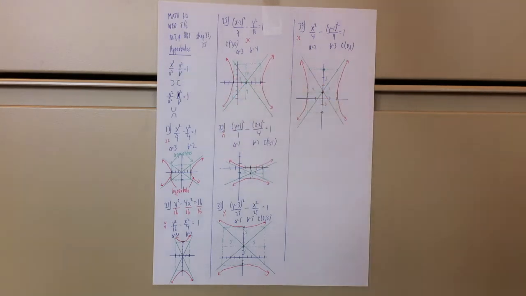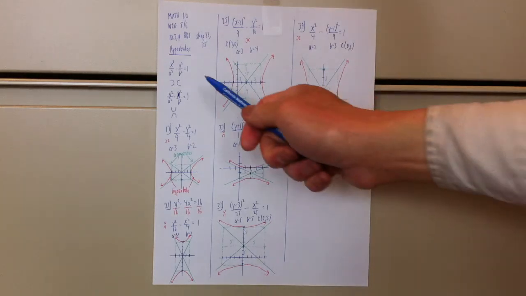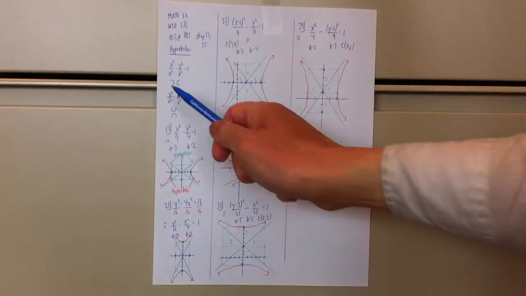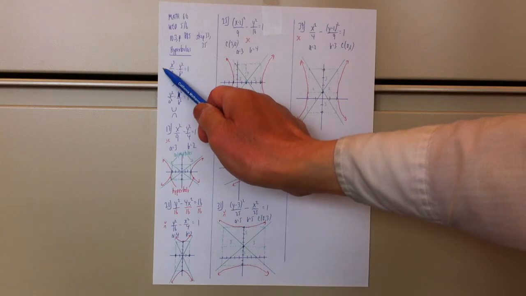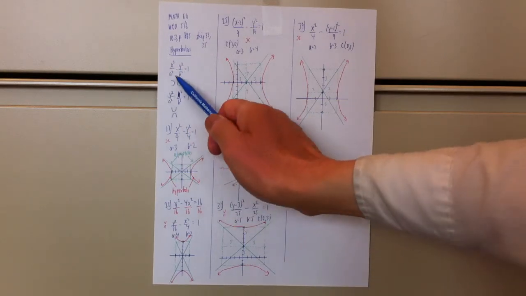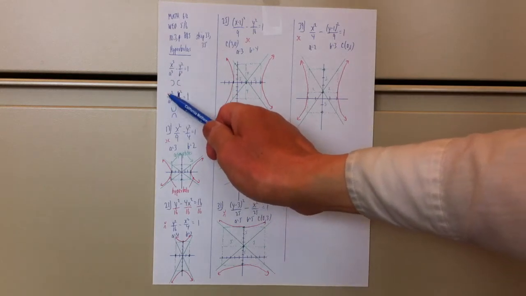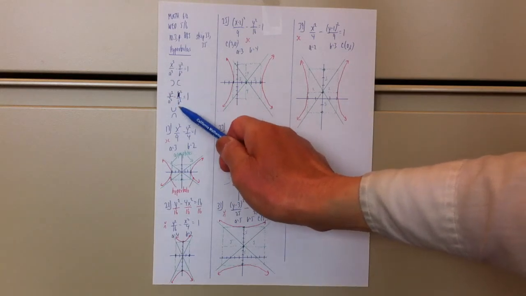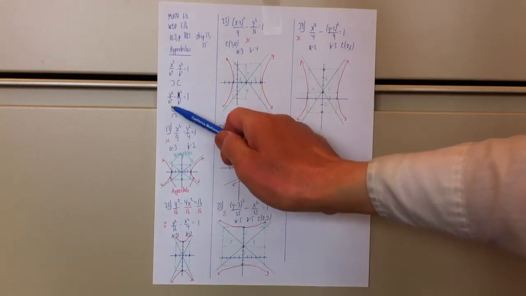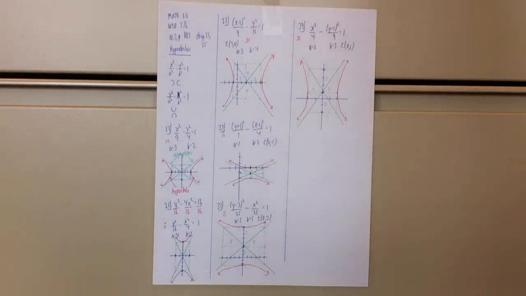So x squared over a squared minus y squared over b squared equals 1 is a standard form for a hyperbola. If x comes first, x is positive, y is negative, then it opens left and right. Now, they might give it to you with the y squared first. So y squared over a squared minus x squared over b squared equals 1. Then it's going to go up or down.